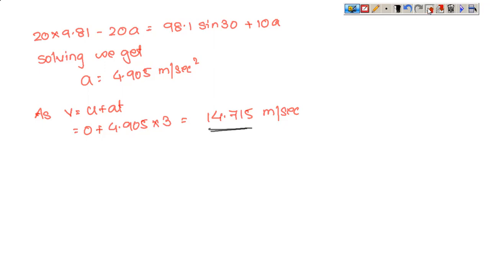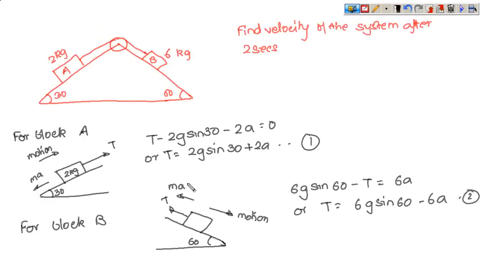Now let us take another numerical. Here also it is motion of connected bodies. You can see that there are two blocks of 2 kg and 6 kg, represented by A and B, acting over a frictionless pulley. Here also you need to find the velocity of the system after 2 seconds. In the previous case, one block was perfectly vertical. Here both are acting at certain angles.